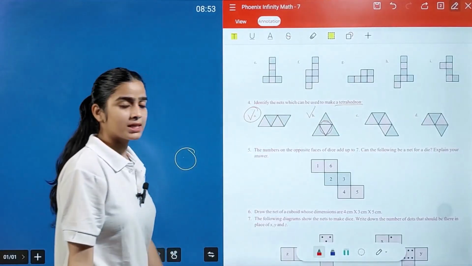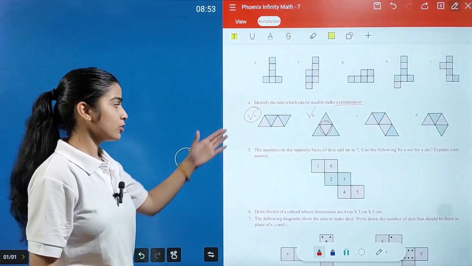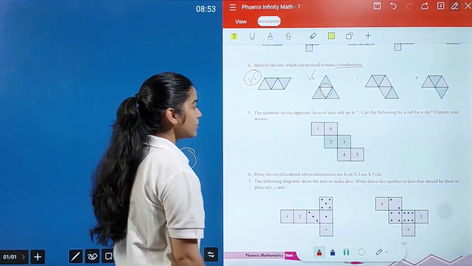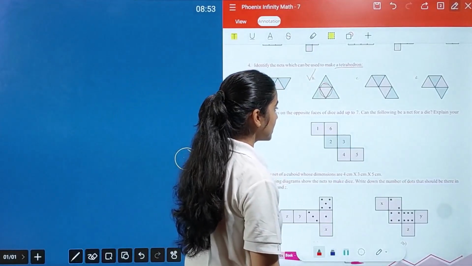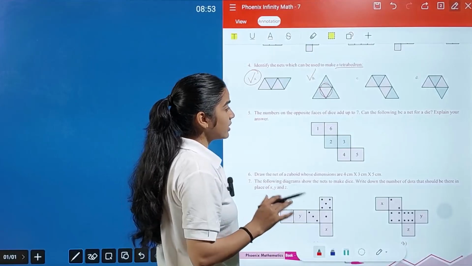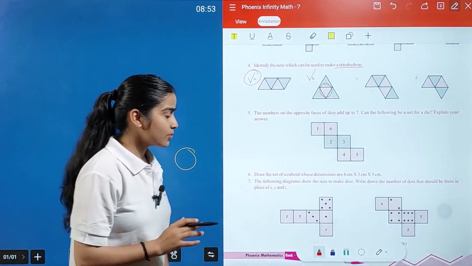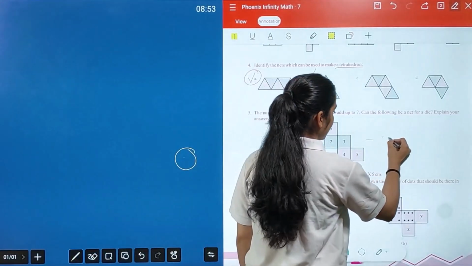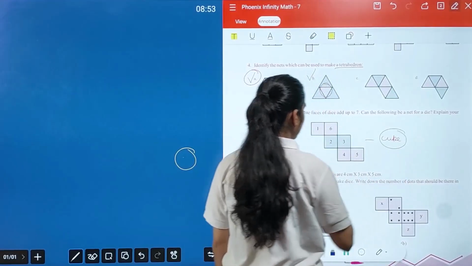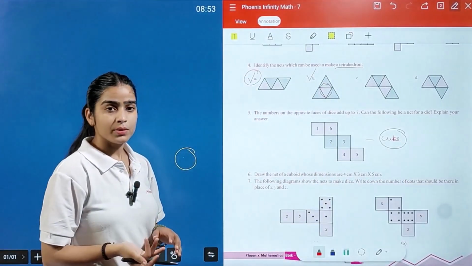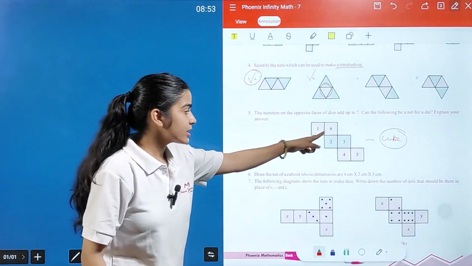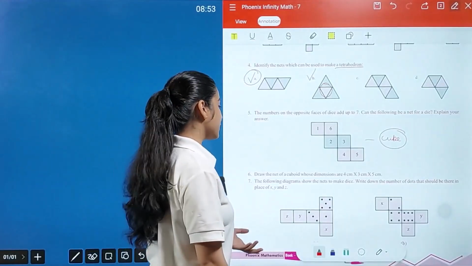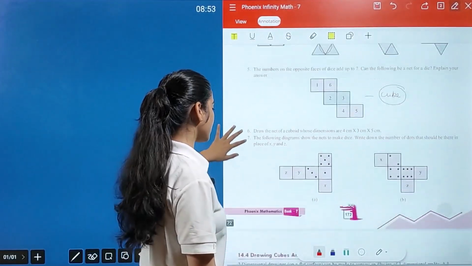My advice is that you can make a net diagram for this, and further you can conclude on your own whether this is possible or not. The numbers on the opposite faces of dice add up to 7. Can the following be a net for a die? Explain your answer. Yes, this is possible because when we fold it, we see that it is a cube net diagram, right? And in a cube, the sum of the opposite two numbers should be equal to 7. So 6 plus 1 is equal to 7, and 5 plus 2 is equal to 7. So accordingly, we can answer this question. Yes, this is your reason for this.